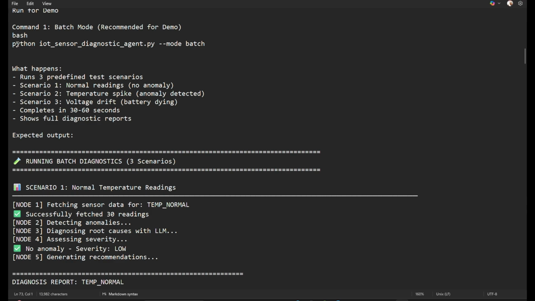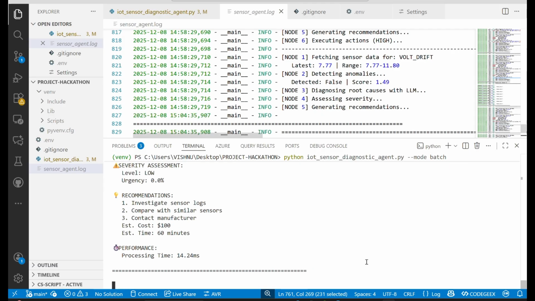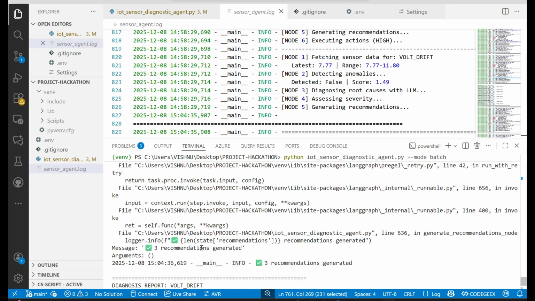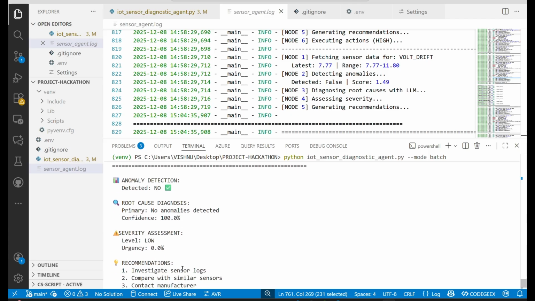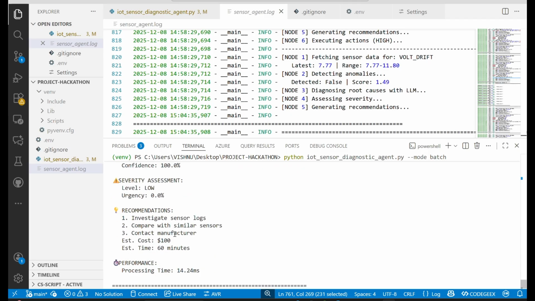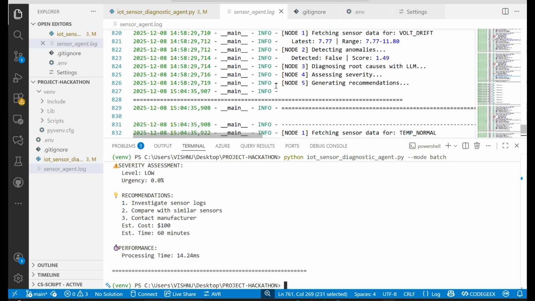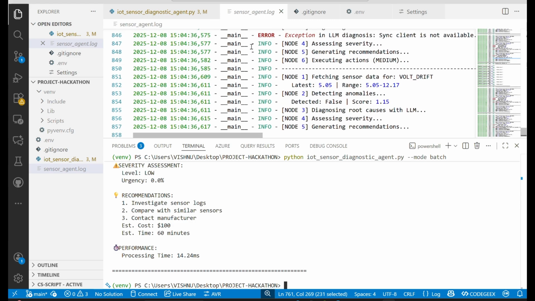Now I will be running the batch mode. Okay, I ran it. You can see we are getting no anomaly. Severity is low, and some recommendation is generated. There is no anomaly, with 100% confidence, severity is low, and the recommendation is just to investigate on sensor labs and compare with other similar sensors. It gives the estimated time and processing time, and it is getting stored here. Now the time is 15:05, and we can see 15:04. Here we can see what is happening on nodes 1 through 6, the ranges, detecting anomaly, and diagnosing root cause by the LLM. All of this is stored in the sensor log.